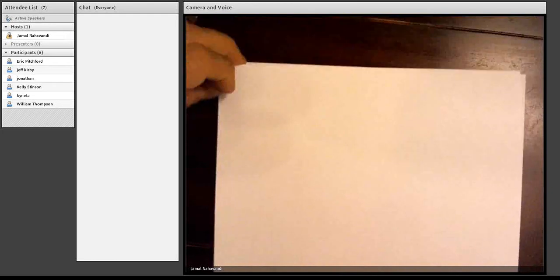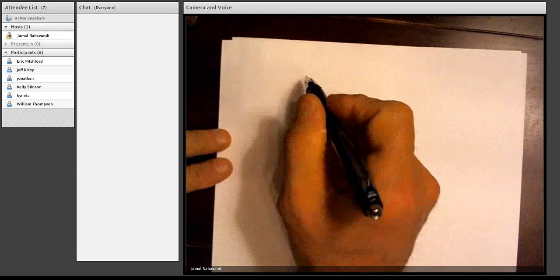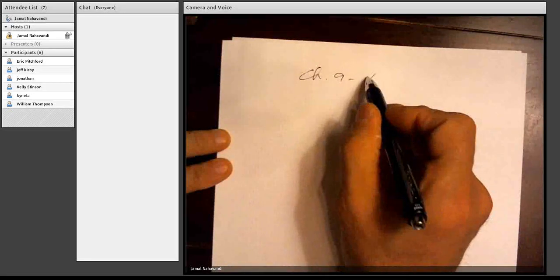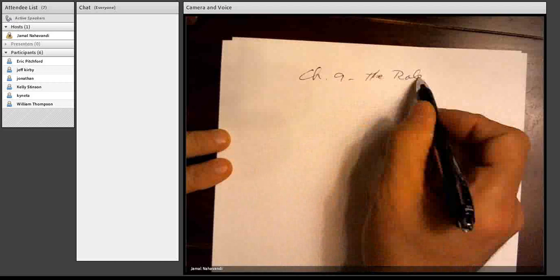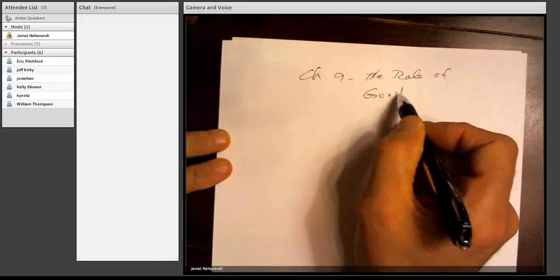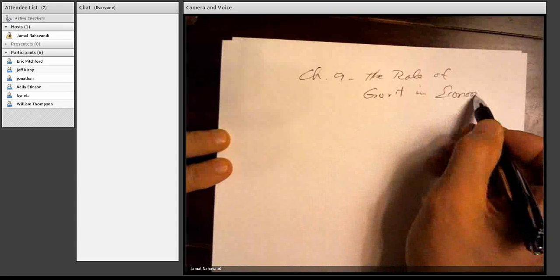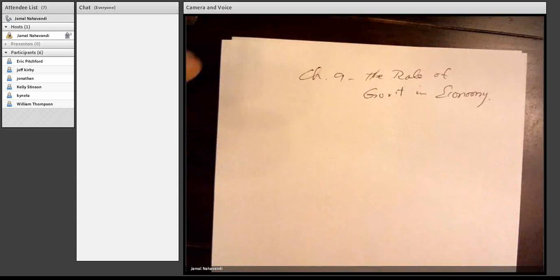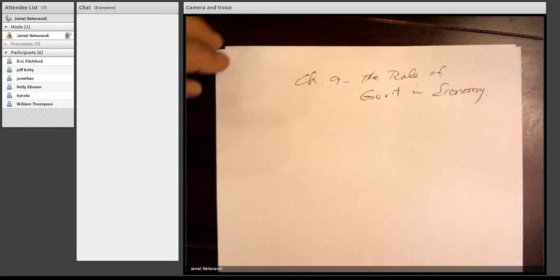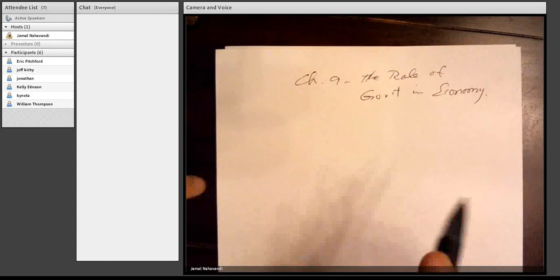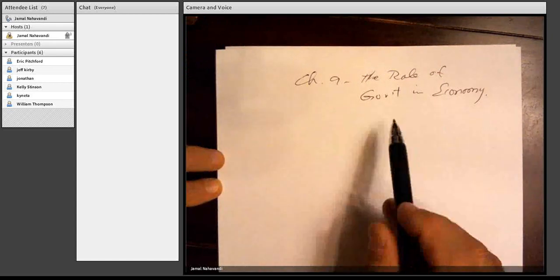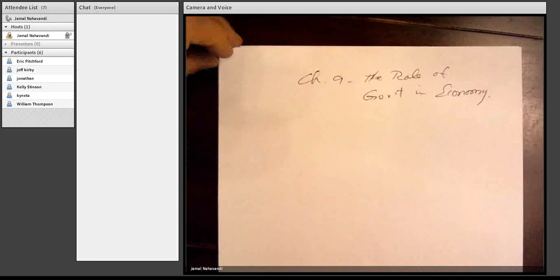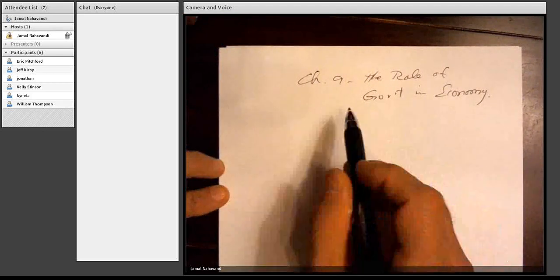All right. Now I'm going to spend more time on chapter 9, the role of government in the economy. This is a very hotly debated topic. There are people who are adamant that government should stay totally out of the economy altogether, with the exception of national defense.